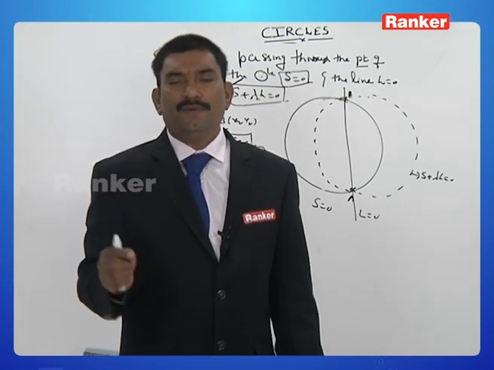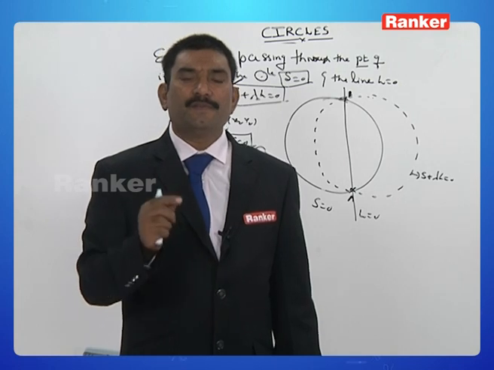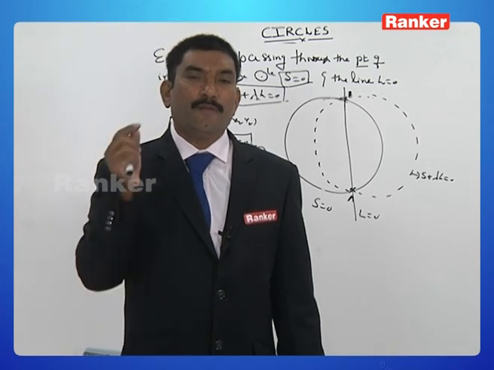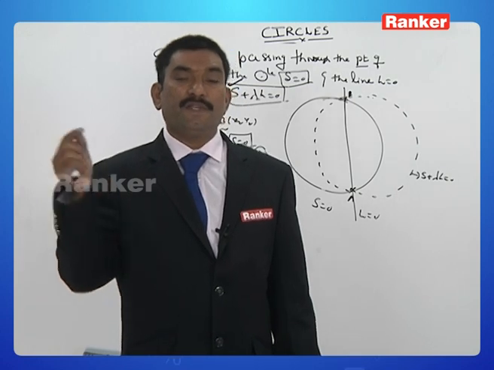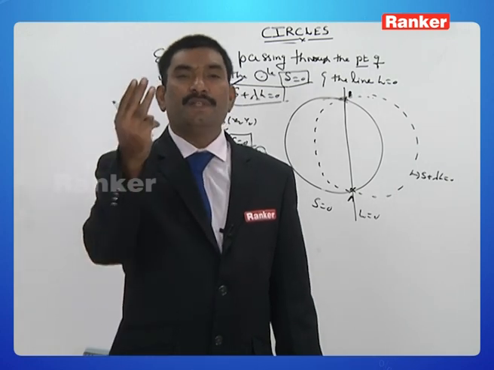So today we came across the different forms of circle, and the properties of circles, and also how to find the equation of a circle passing through how many points? 3 points.